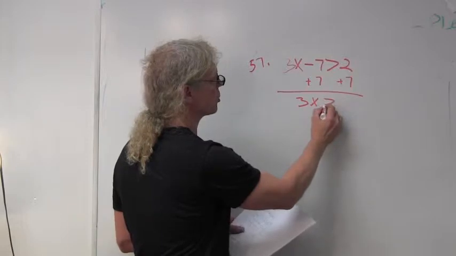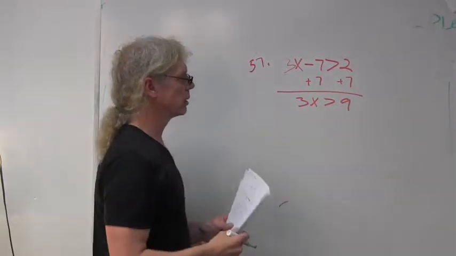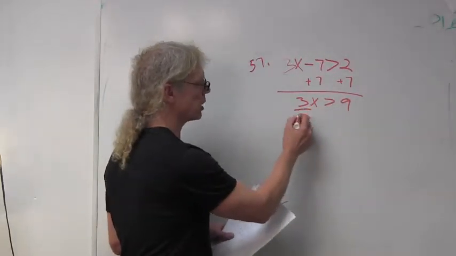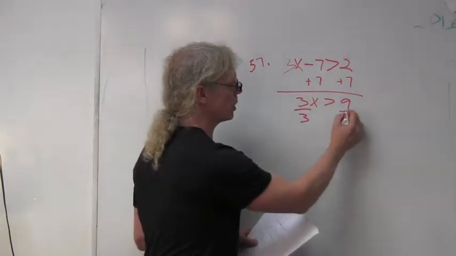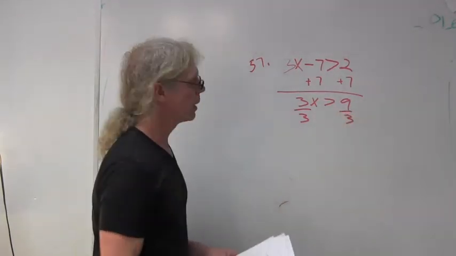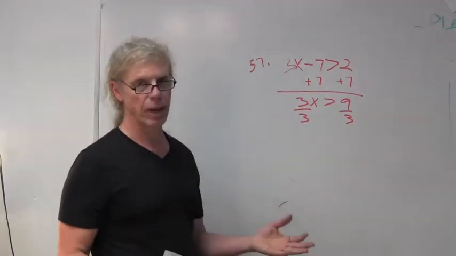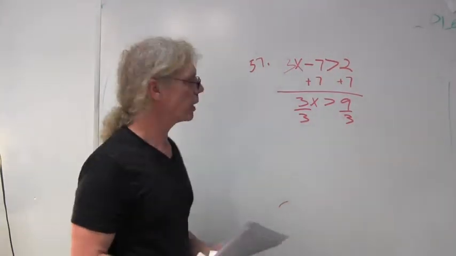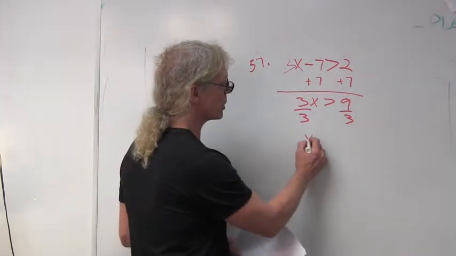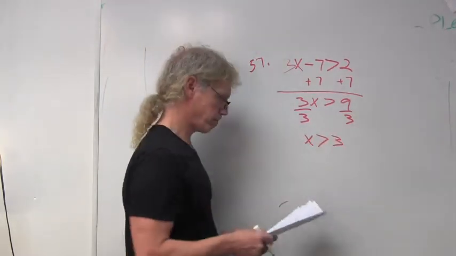Result is 3x is greater than 9. At this point, we want to divide by 3, so we can just end up with x. Of course, we divide both sides by 3. Now we're dividing by a positive number. The inequality is going to stay the same. It's going to remain greater than. And what we end up with is x is greater than 3.